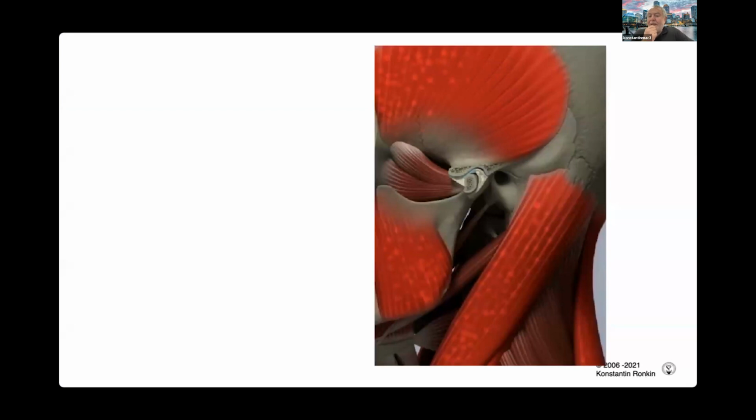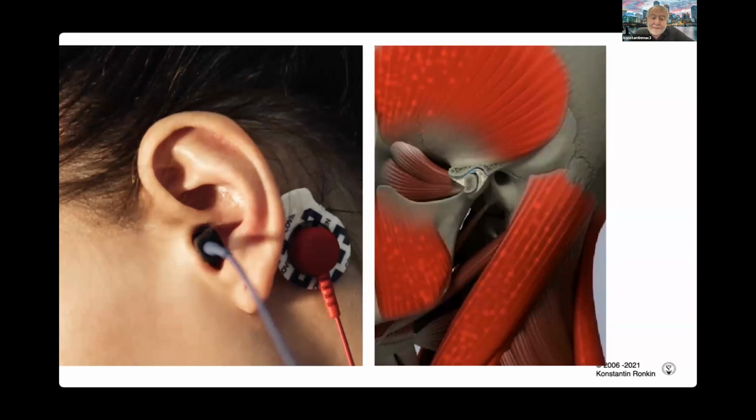But we did another study with my friend, Dr. Yurin, and he put electrodes in the ear, one inside the ear canal and another behind the ear, and this looks like this. We did this study to show that stimulation of the trigeminal and facial nerve actually stimulates the contraction of the lateral pterygoid muscles.